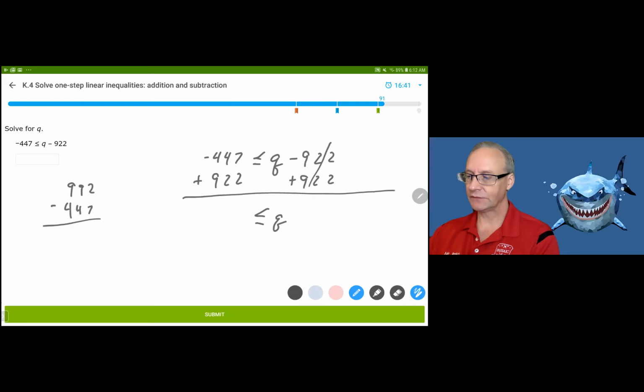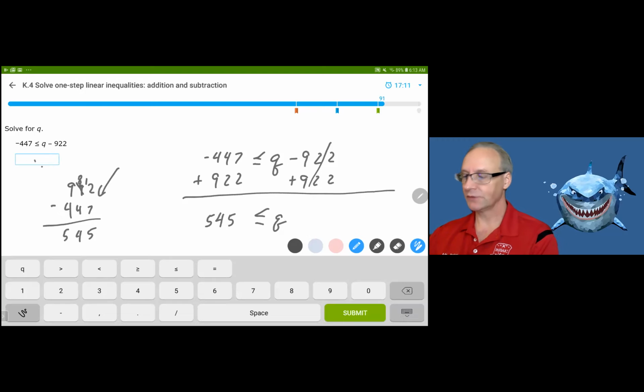It's a little easier. 7 from 12 is 5. Notice that I said 12 because I borrowed. 4 from 8 is 4, and 4 from 9 is 5. So it looks like it's going to be 545, and it is going to be positive. The positives win. Notice that it is best to take a difference when you have a larger number on top and a smaller number on the bottom. 545 is less than or equal to q. We can write it that way, or we can turn it around. I'm going to write it this way. 545 is less than or equal to q.